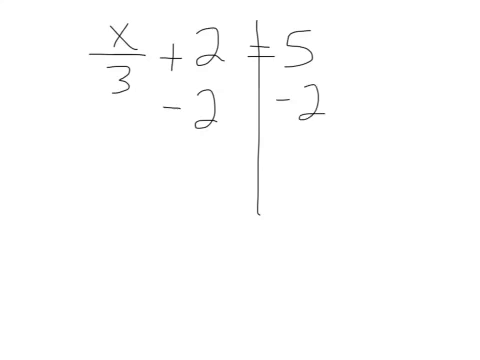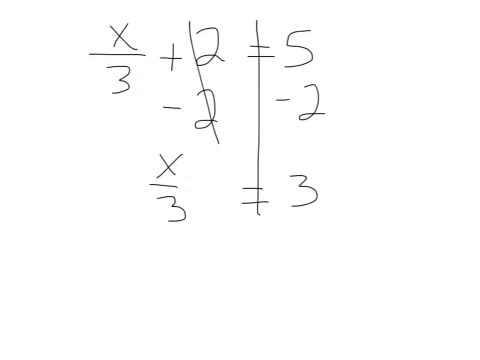So I'm going to subtract 2 from both sides of the equation, or add a negative 2 to both sides of the equation. This cancels out, that makes 0. So I'm left with x divided by 3 equals positive 3. We said that this was x divided by 3. So in order to get rid of this division, I have to do the opposite, or the inverse operation. So instead of dividing by 3, I want to multiply both sides by 3.